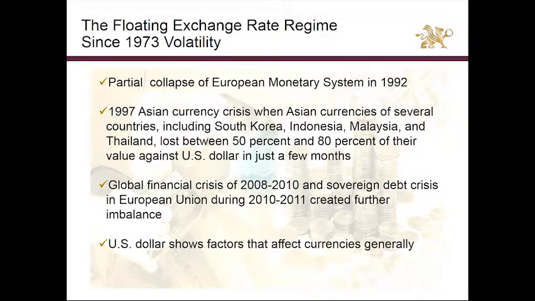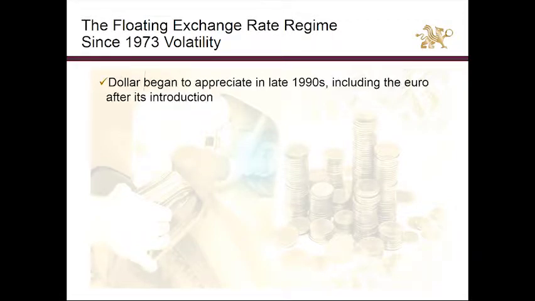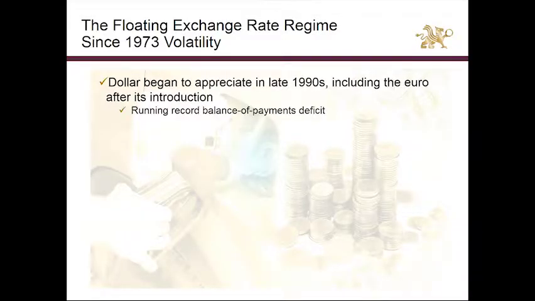The U.S. dollar had depreciated considerably between 2001 and 2008. The changing value of the U.S. dollar shows the factors that affect currencies generally. Except for a brief speculative flurry around the Persian Gulf War in 91, the dollar was relatively stable for the first half of the 1990s against most major currencies. However, in the late 1990s, the dollar began to appreciate against most major currencies, including the euro after its introduction, even though the United States was running a record balance of payments deficit.